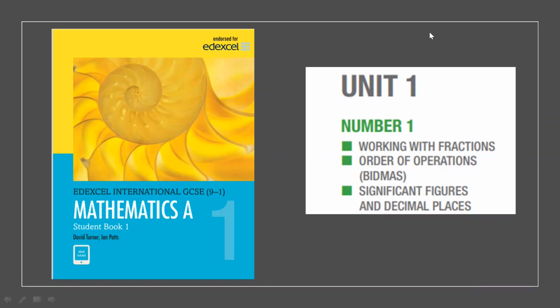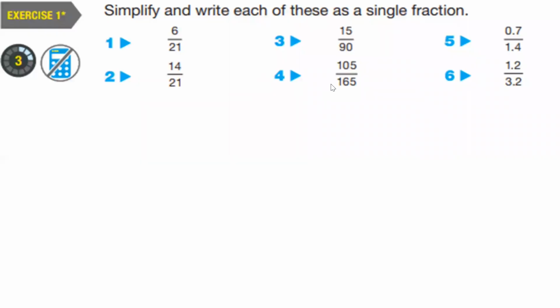Today we shall solve Unit 1 of IGCSE Edexcel Mathematics A, Book 1, Exercise 1 star given on page number 5. Here, the question says, simplify and write each of these as a single fraction. Question number 1: 6 upon 21.